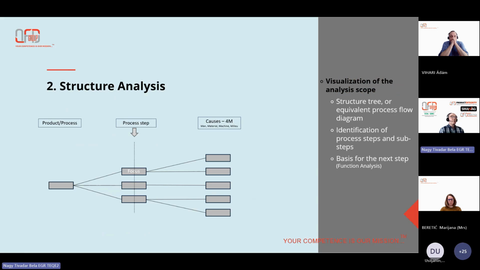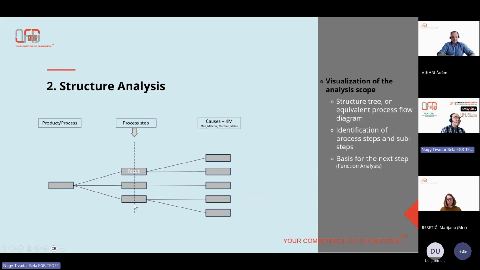The second step was the structure analysis. Here there's a visualization of the analysis scope. As you can see, it is an elementary structure. The highest level will be the effect. In the middle will be the focus level. For example, this process FMEA, a logistic FMEA is a process FMEA.